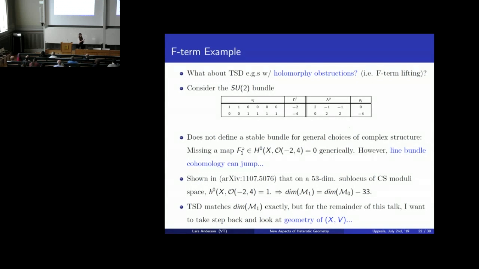So in a paper from a number of years ago, we actually analyzed this particular jumping cohomology and showed that on a 53-dimensional sublocus of complex structure moduli space, this cohomology jumps to being non-zero. And you can prove that on that locus in complex structure moduli space, it is possible to define a good bundle supported by these charges in the GLSM, a good monad. So I don't have time to go through this in great detail, but the punchline is you can say, now I have a bundle that's obstructed holomorphy. Let me take it through the target space dual.